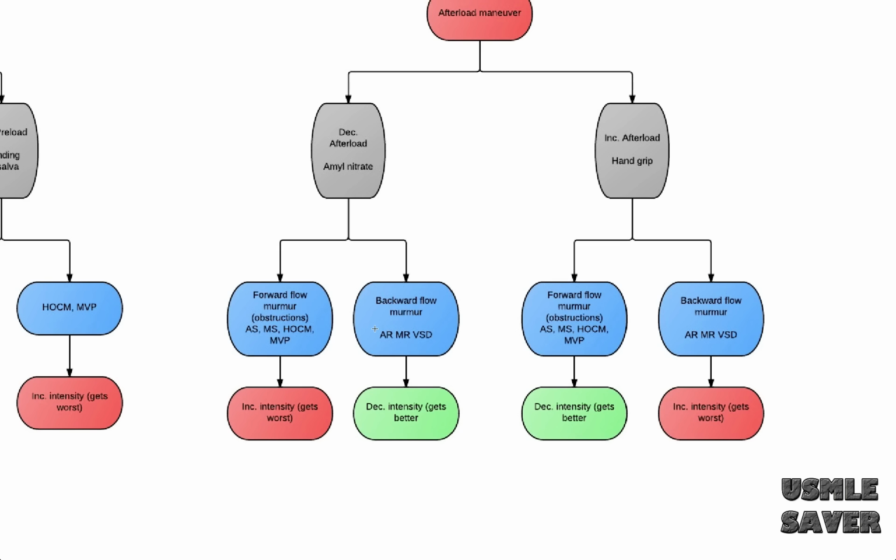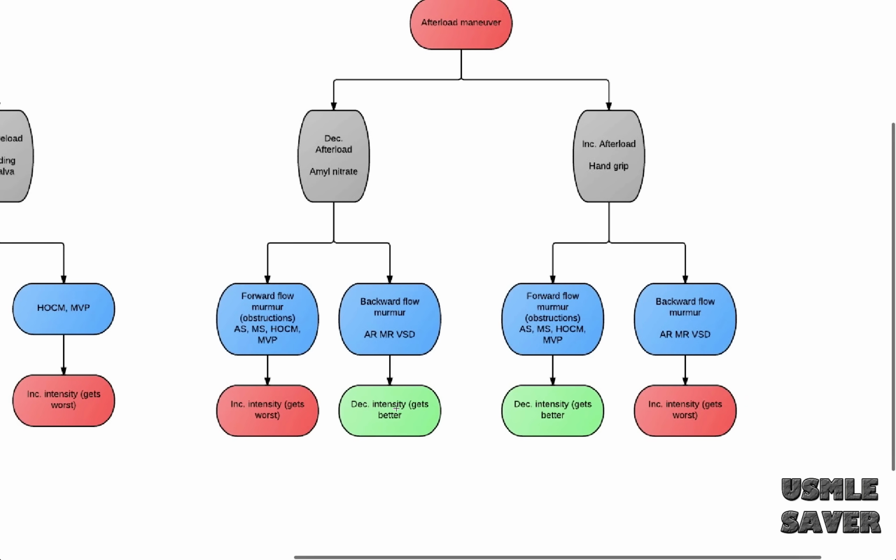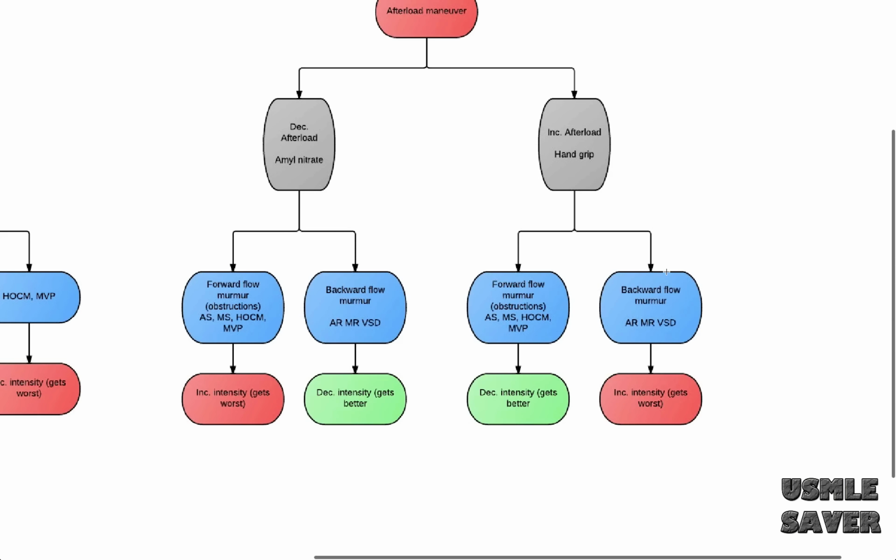Now let's talk about backflow murmurs, which are your regurgitations and VSD. So when you have a decrease in afterload, which means less blood in your ventricle, all backflow murmurs get better because more blood is flowing back to the heart during regurgitation. So opposite must be true when you have more blood in your ventricle, which means all backflow murmurs must get worse or increase intensity when you increase afterload.